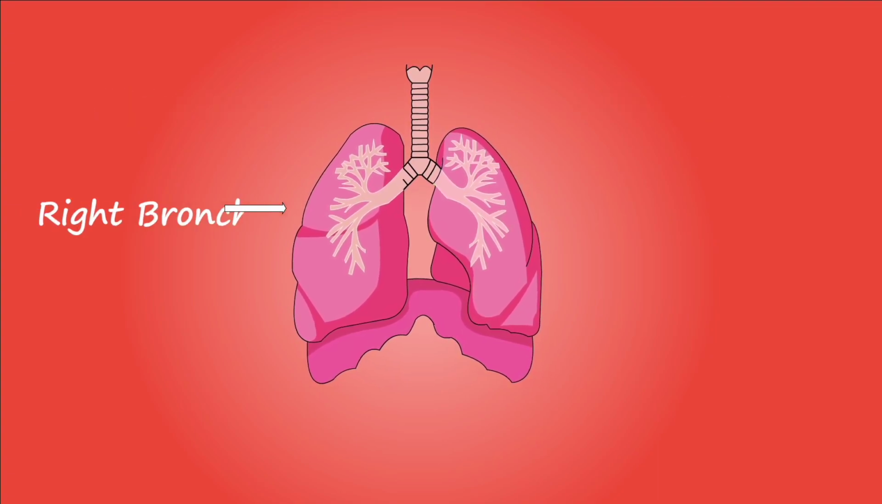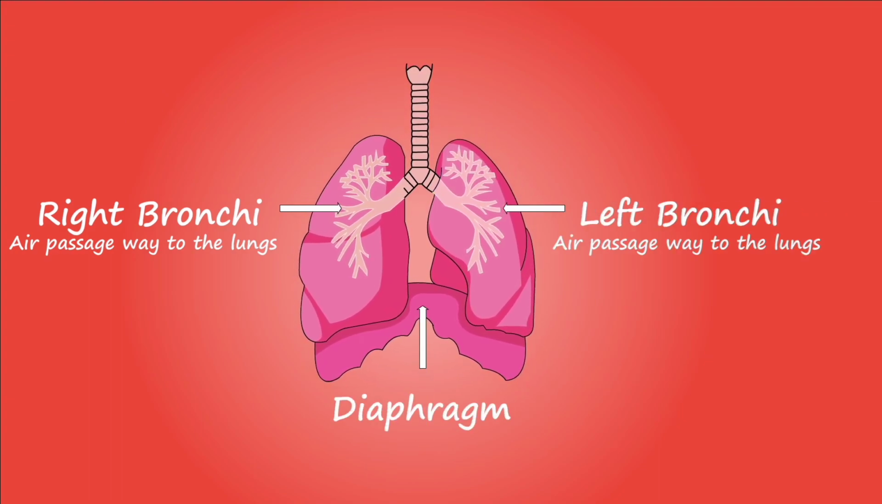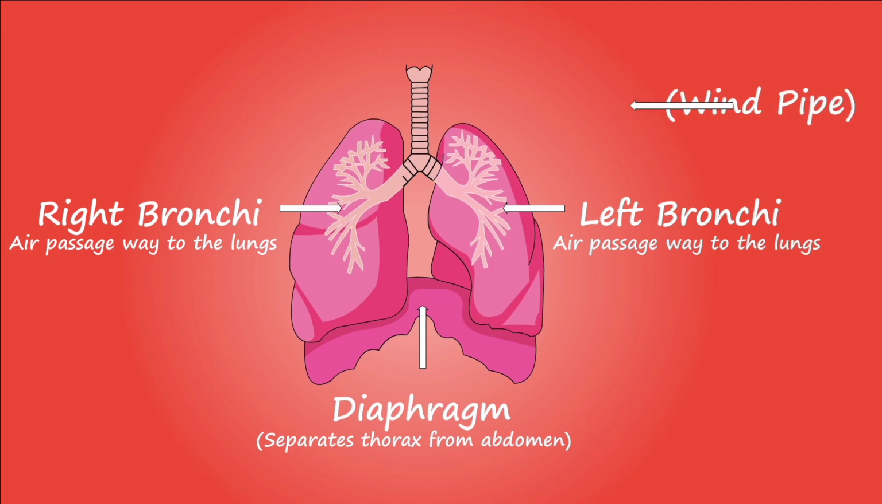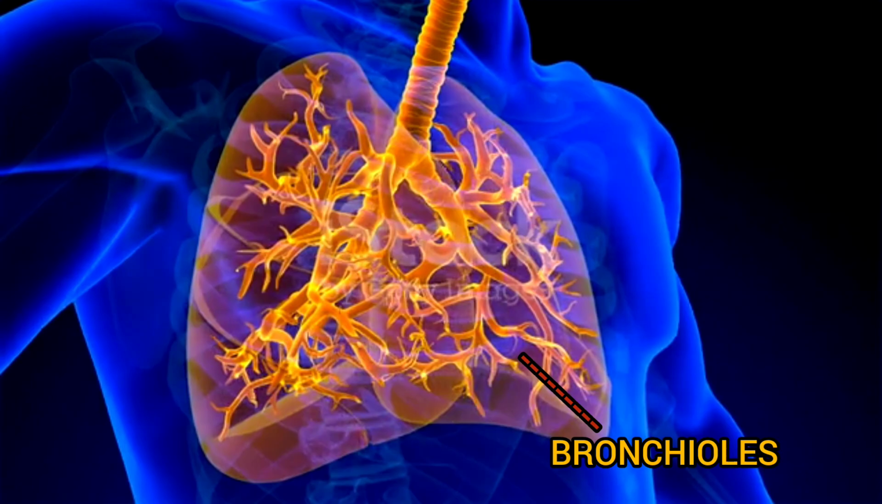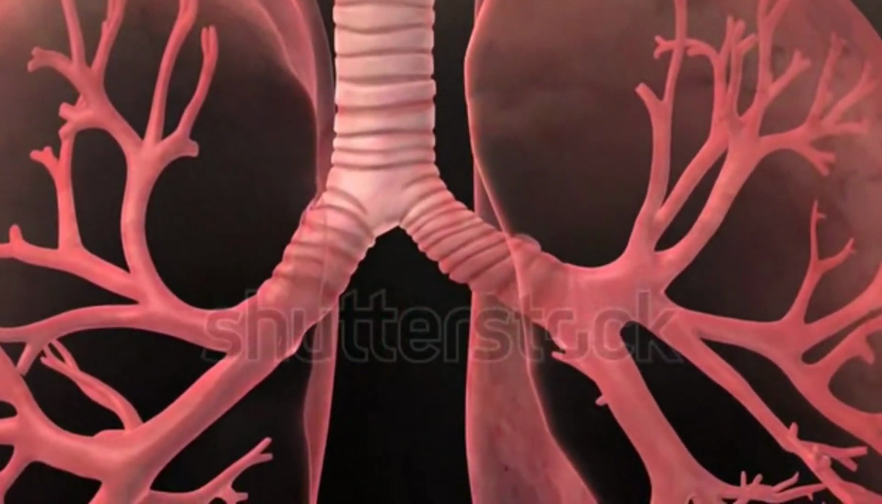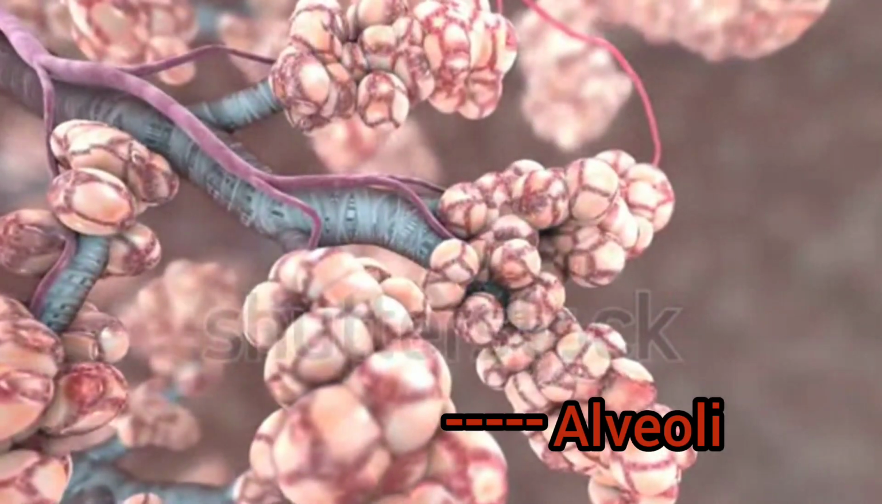The trachea, or windpipe, carries air from the mouth and nose into the lungs. It divides into 2 main branches, the left and right bronchi, which enter the lungs and further divide into smaller bronchioles. The bronchioles branch into even smaller airways, called terminal bronchioles, which lead to the respiratory zone of the lungs. The respiratory zone is where gas exchange occurs, and it consists of millions of tiny air sacs called alveoli, which are surrounded by capillaries.